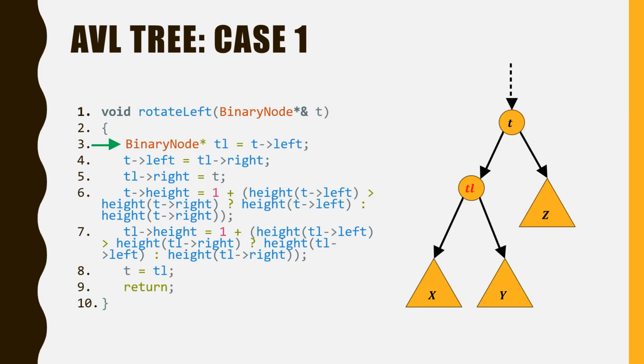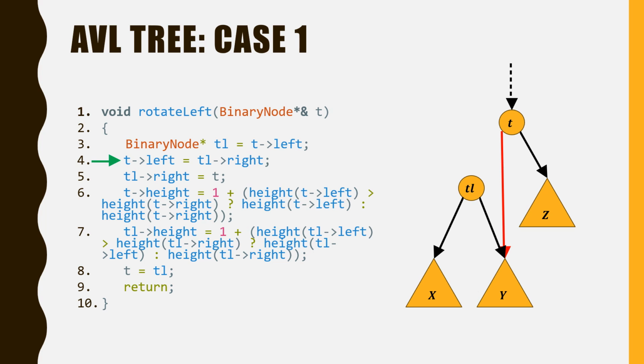This rotate left function implements the single rotation operation used to handle case 1. The parameter t represents the node alpha discussed earlier. The dashed pointer to node t indicates a connection from the parent of t, representing the case where the tree being rotated is part of a larger tree. To perform a single rotation in this case, we first create a pointer TL to reference the left child of t, as shown in line 3.